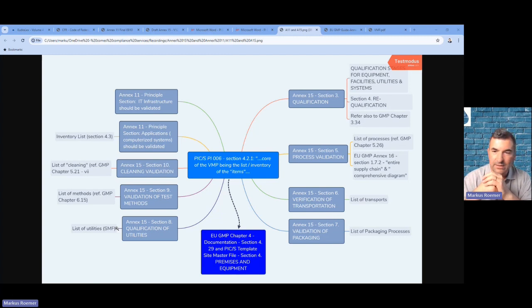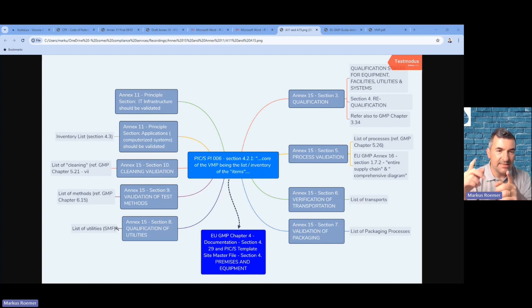So list of cleaning: equipment must be cleaned. Again, in section 10 of Annex 15, you find cleaning validation. Then you have Annex 11. That's now the part of Annex 11. Principle section, applications: computerized systems should be validated. And there, in section 4.3 of Annex 11, you should have an inventory list of that.